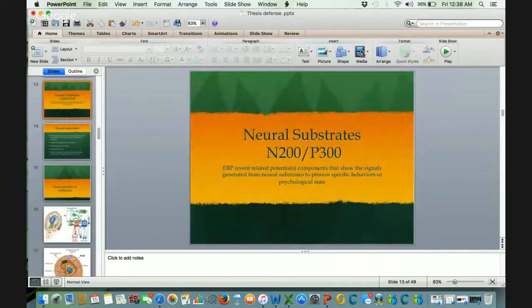So here, the EEG looks at neural substrates through event-related potentials, ERPs. The ERPs that we looked at were the N200 and the P300, which are components that show signals generated from the neural substrates to process specific behaviors or psychological states.